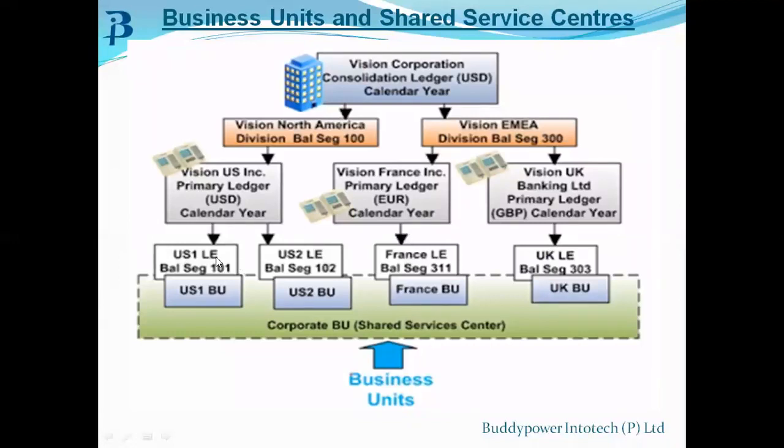So as I mentioned, each legal entity has a separate legal identifier. Now, what is a legal identifier? A legal identifier is a 20-digit alphanumeric code that identifies your legal entity participating in financial transactions. So LEI, which is called a legal entity identifier, is a reference code for each of your legal entities.